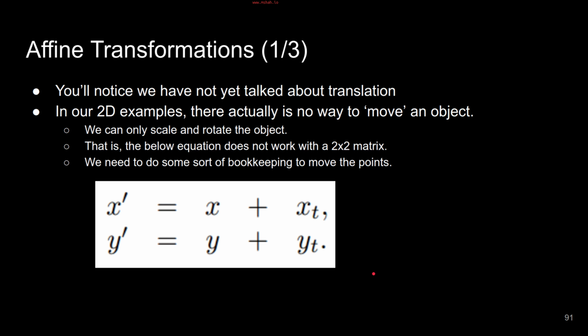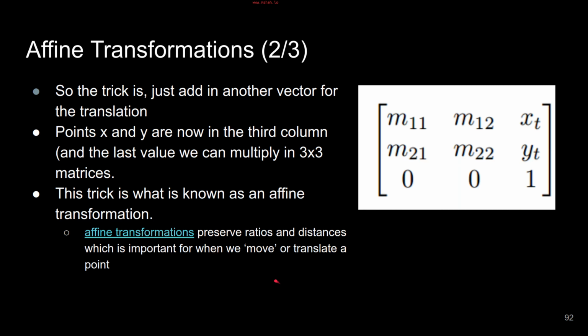Okay, so you might have noticed that we haven't talked about translation yet, because in our 2D examples, there's actually no way to move an object, which seems kind of funny. Because we can only really scale and rotate the object. This equation below isn't going to work with a 2x2 matrix because we need to do some sort of other bookkeeping to move our points, right? We've already taken up the middle points for our scaling, and then how to rotate those points. So the trick is to add another vector for translation.